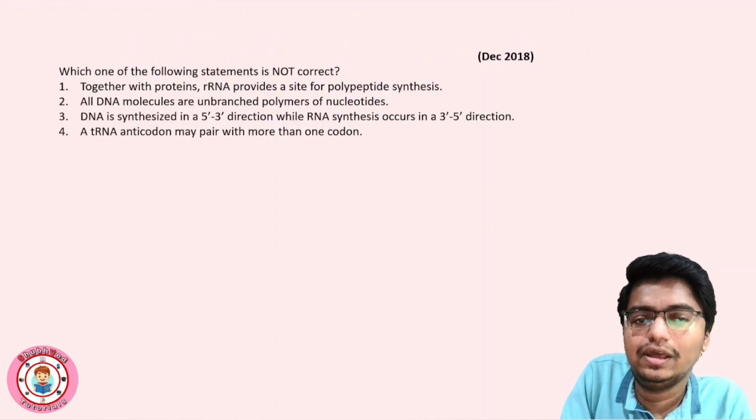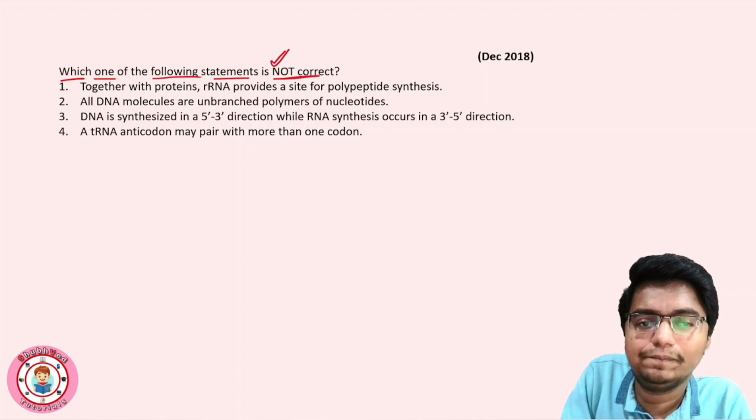First question. Which one of the following statements is not correct? We have to identify the not correct one. Together with proteins, RNA provides a site for polypeptide synthesis. So this is the correct statement, right? RNA together with proteins provides a site for polypeptide synthesis.